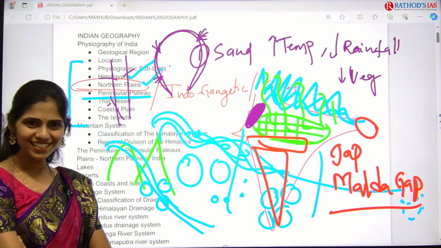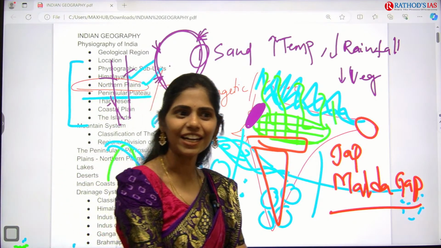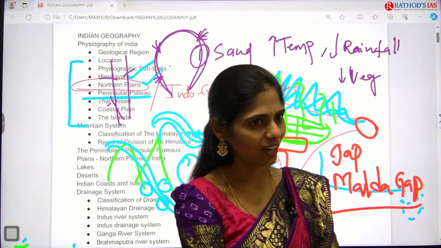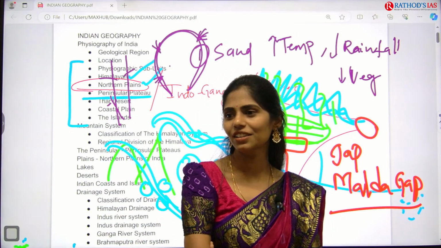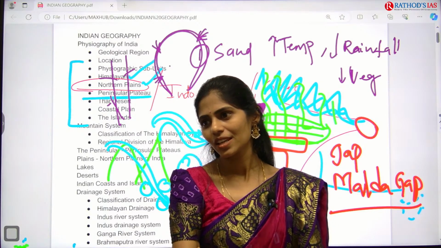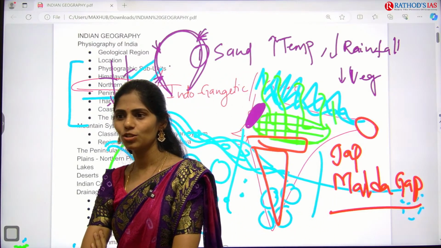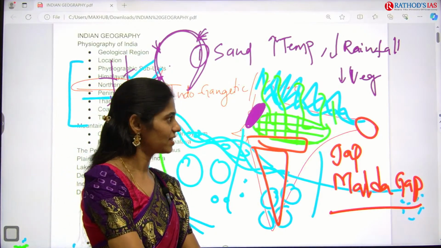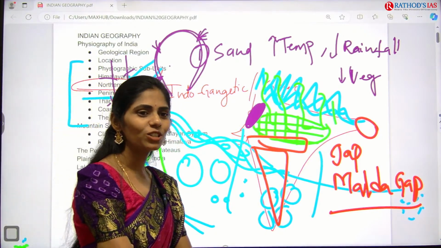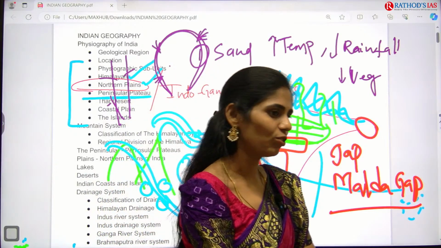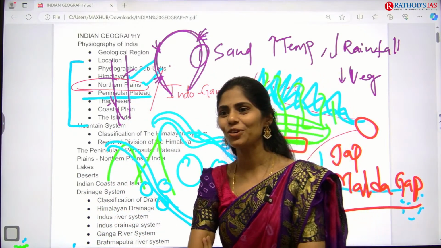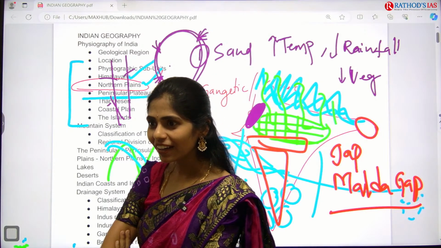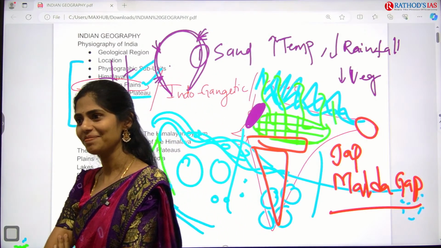The next question is, only if there is high temperature and less rainfall, can we call it a desert, or are there any other features? Tell me at least the types of deserts. Only hot deserts, or are there any cold deserts? You should not think that deserts mean only hot deserts, we also have cold deserts. So in India, which is a cold desert? Himalaya is a mountain, not a desert.